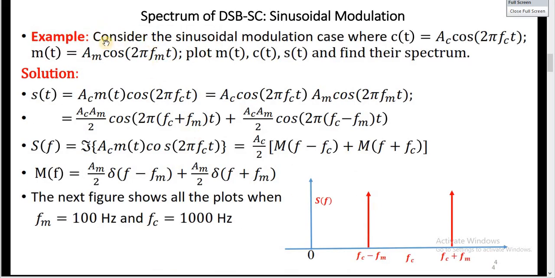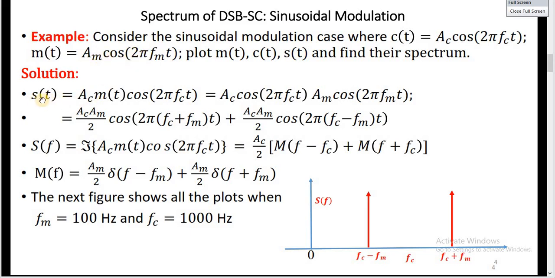ناخذ مثال بسيط على الدبل sideband modulation. Consider the sinusoidal modulation case where C of t equal AC cosine 2 pi fct, M of t equal AM cosine 2 pi fmt. Plot M of t, C of t, S of t, and find their spectrum. This is the case where the message signal is simply a sinusoidal signal.